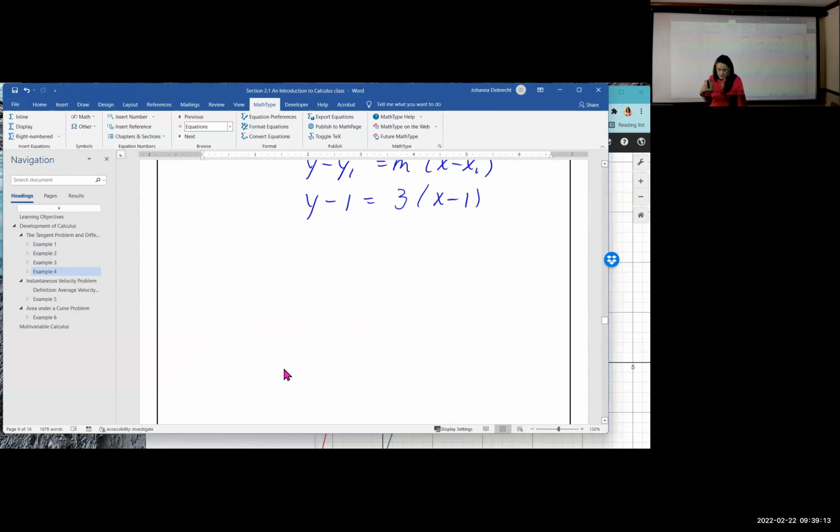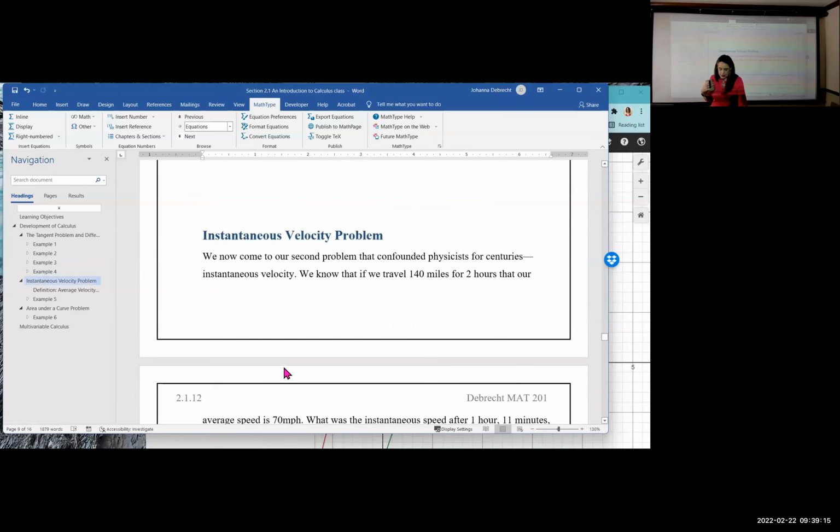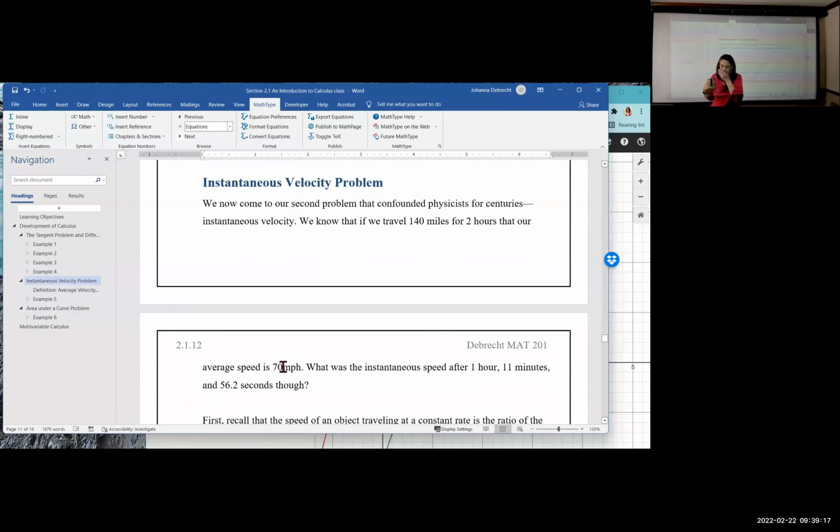Okay, let's move on to the next problem that caused problems. This is the one that really confounded physicists for a long, long time, centuries, and held up things tremendously. And this is the instantaneous velocity problem. It's actually the tangent line problem. It is the same problem, just in a different format.